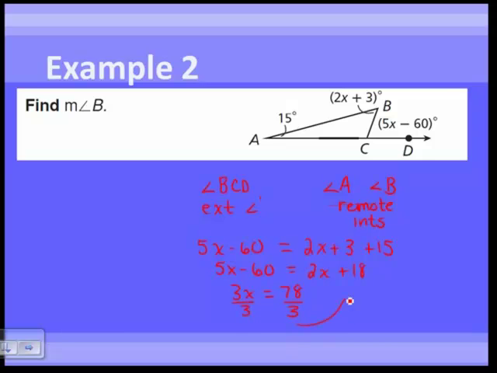And if we divide both sides by 3, we get x to be, what's that? 3 goes into 7 2 times. You would have 1 left over, 18. 3 goes into 18 6 times. So x is 26. So if they wanted to find the measure of angle B, that's going to be 2 times 26 plus 3, so we get 52 plus 3, so the measure of angle B is 55 degrees.